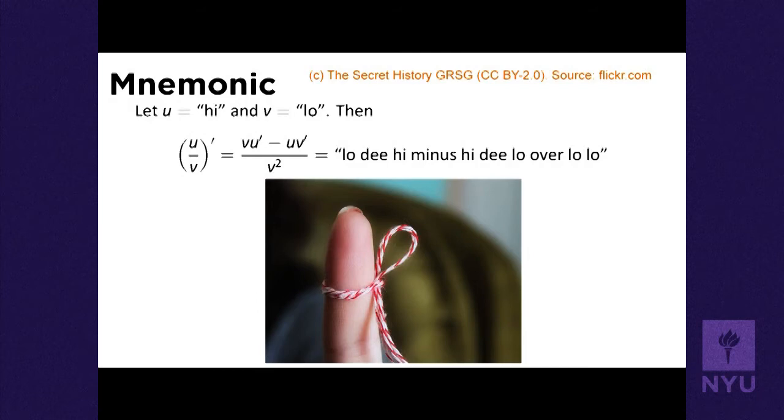Now there is also a mnemonic for the quotient rule. Because the two pieces of the quotient have significance in their position, I call the numerator high and the denominator low.